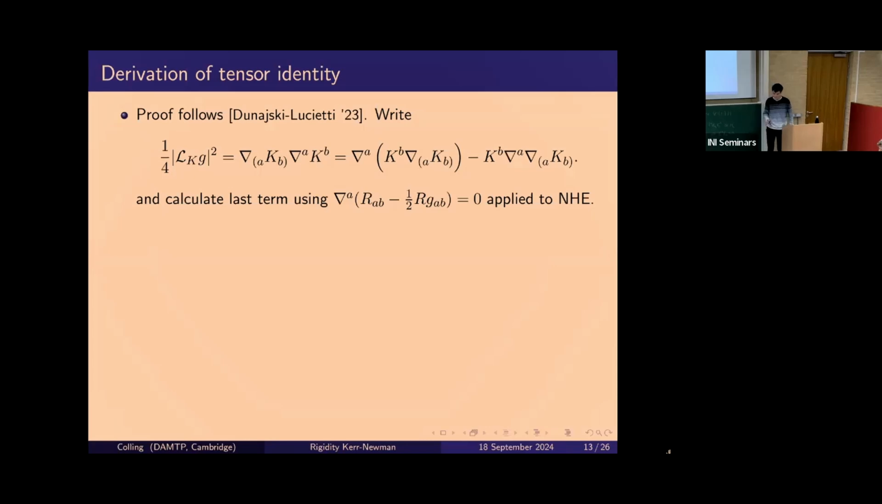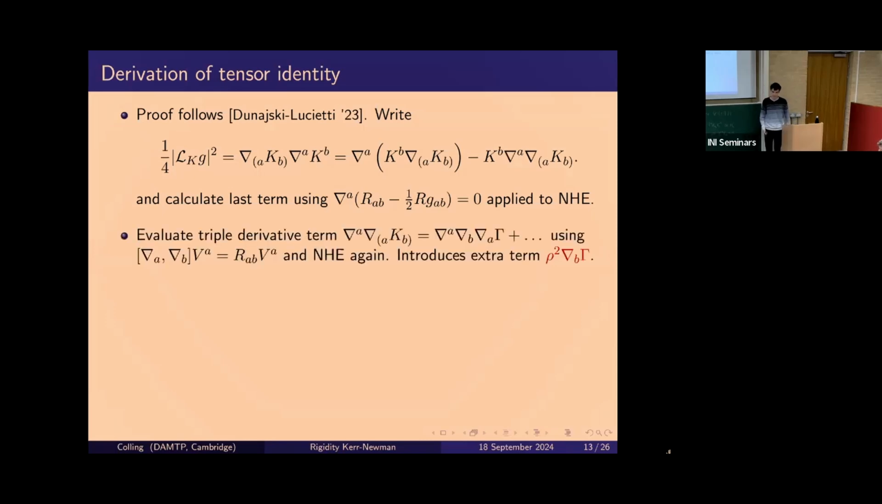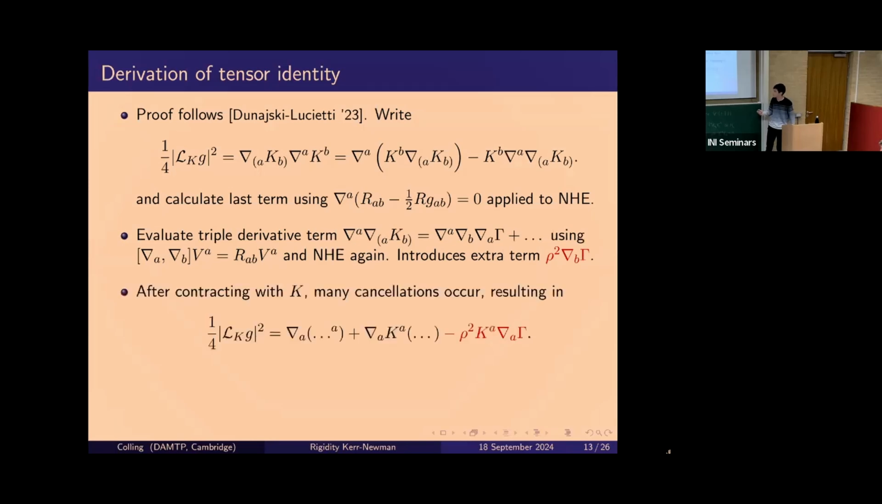So until this point, the computation is exactly the same. However, there will be a point where there is a triple derivative acting on gamma, and you'll need to commute some derivatives using the Ricci identity. And this is where an extra term gets introduced. And so at the end of the day, you end up with the identity in vacuum plus one extra term containing the matter. But notice that until this point, we have not used the matter equation at all.